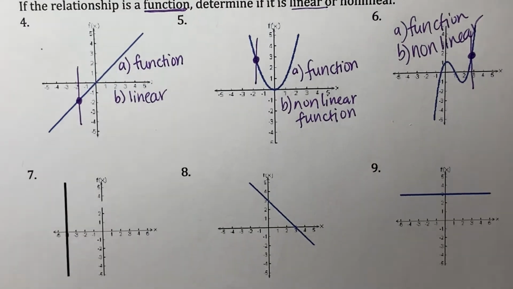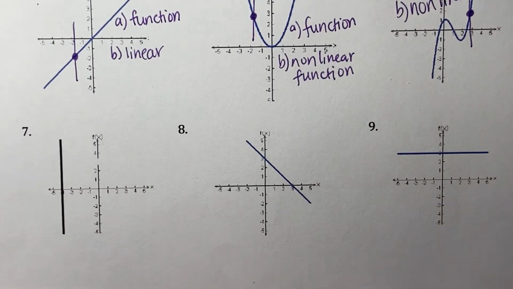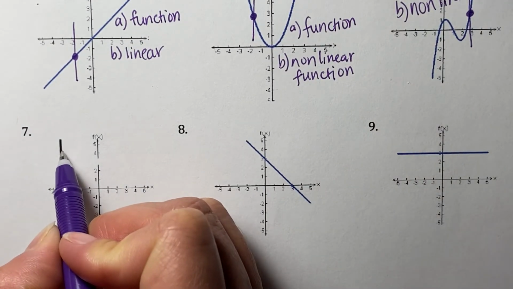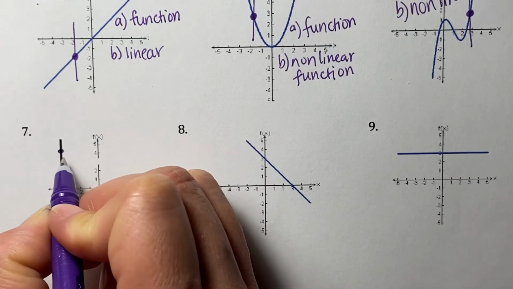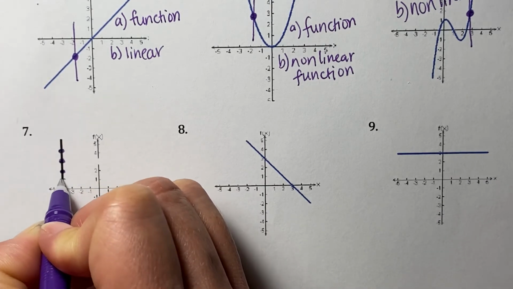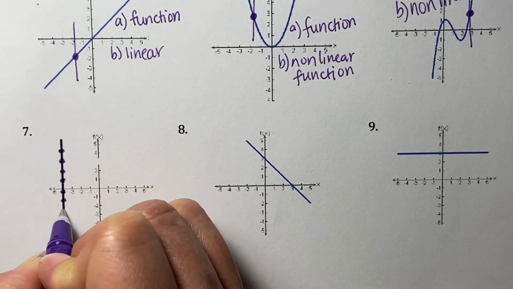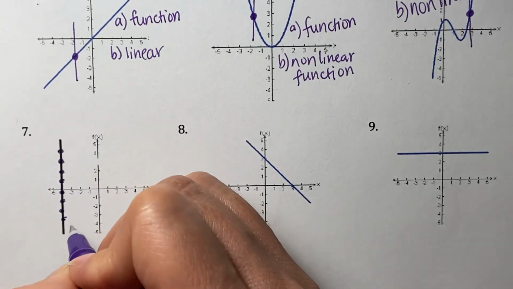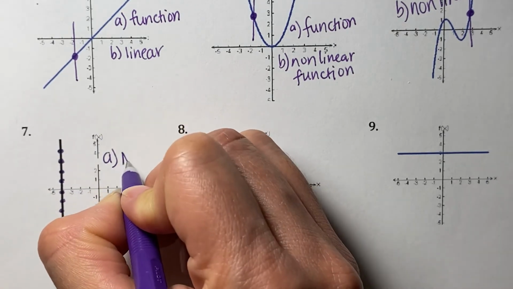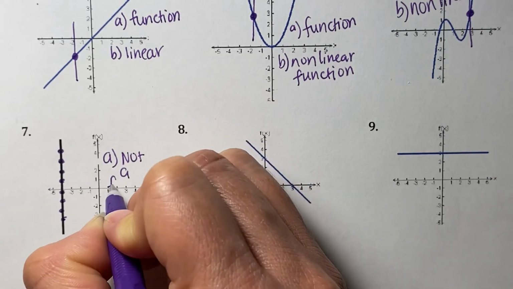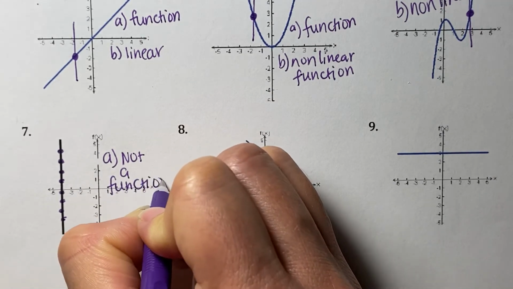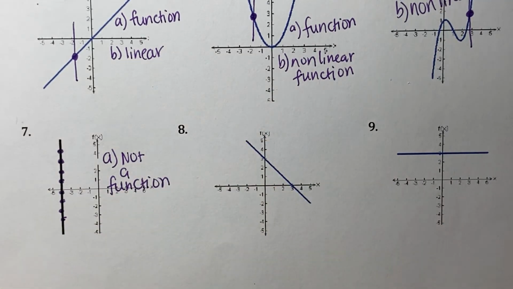Example number 7. You want to be able to look at this and quickly identify. This is a vertical line, and my x value is repeating. If my x value is repeating, it is not a function. So since it's not a function, it's not linear.